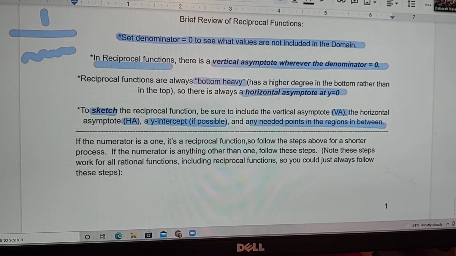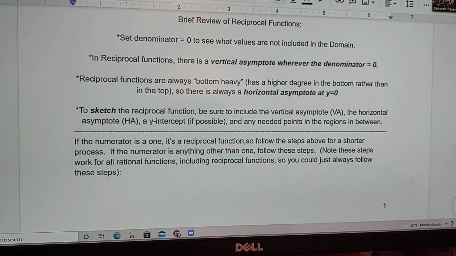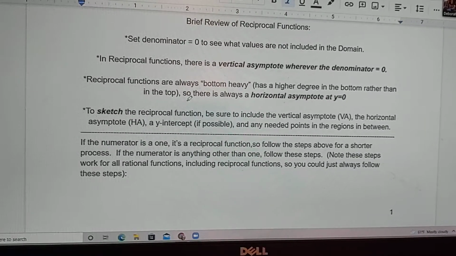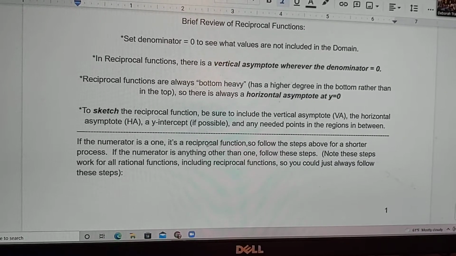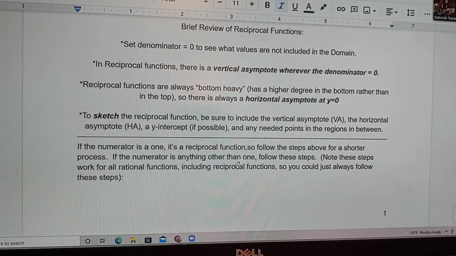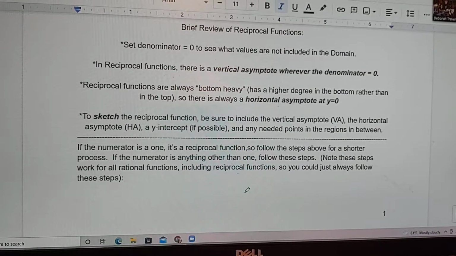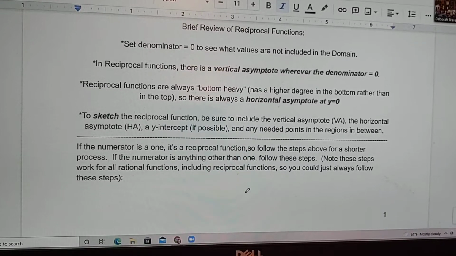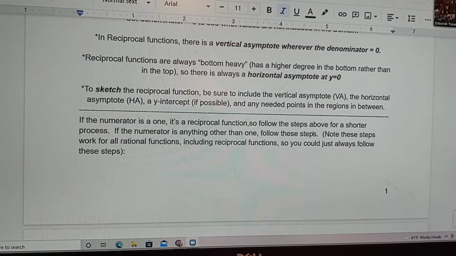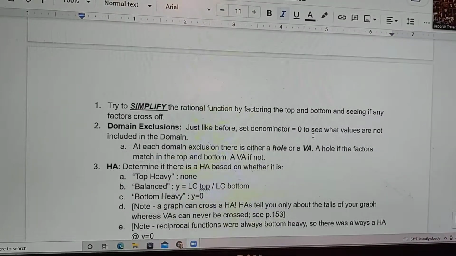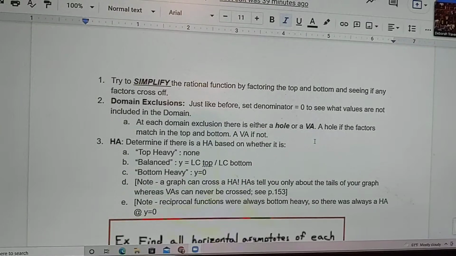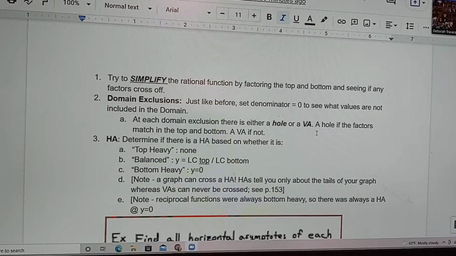All right, so that was our plan for a reciprocal function, but we're moving on to the broader topic of rational functions today. So you can follow the steps above if there's a 1. If there's anything other than 1, you're going to need to follow the steps I'm about to introduce right now, which are very similar to the other ones. The steps I'm about to show you work for all rational functions, even reciprocal. So you could just always follow these steps. I was just trying to give you a shorter one if you know you have a 1 in the numerator, because that does happen sometimes.